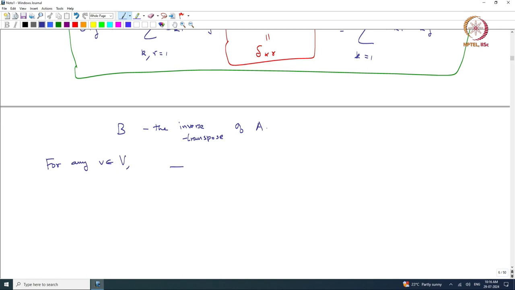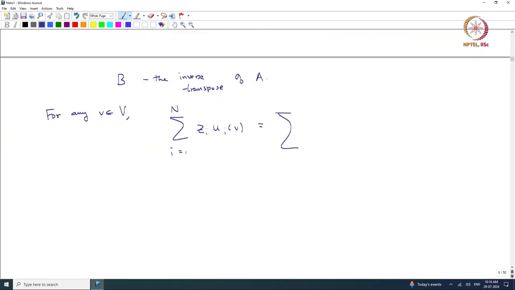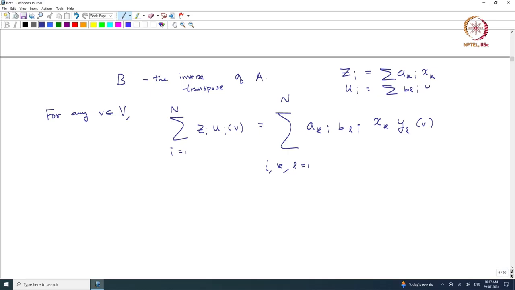If we use this and calculate for any v in capital V, we can see the summation Ezi Ui of v, where i ranges from 1 to n. Now we can write Ezi and Ui in terms of xi and yj's. Just use those formulas and rewrite this. Then this is exactly aki bli xk yl acting on v, where k, i, l all run from 1 to n. This just uses the formula Ezi equal to summation aki xk, and similarly ui is equal to summation bli yl.